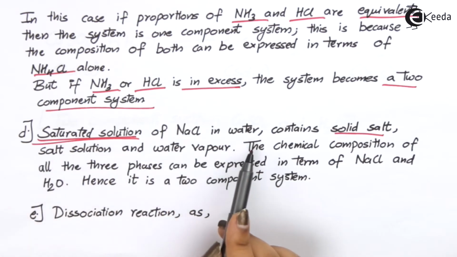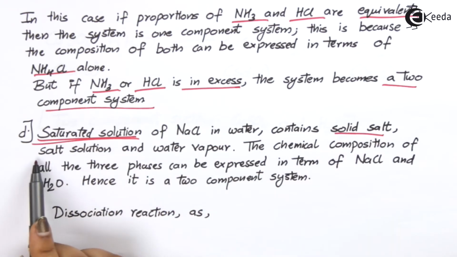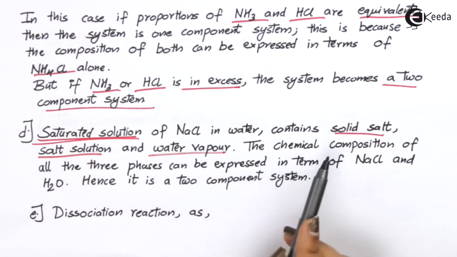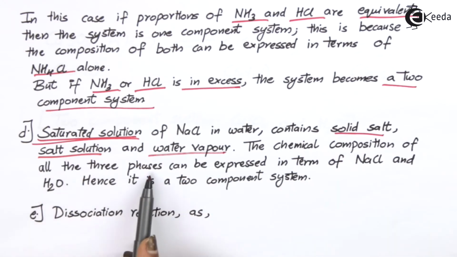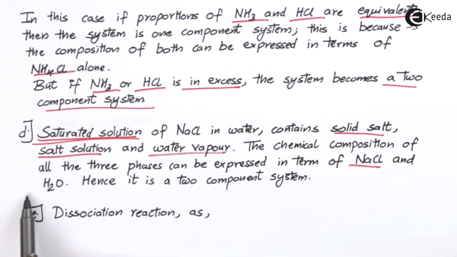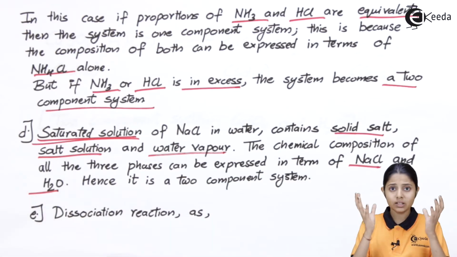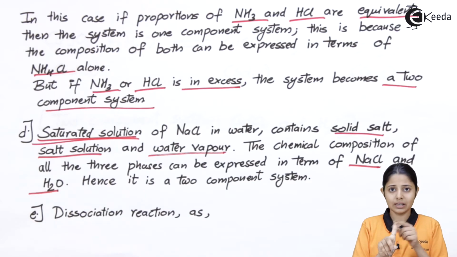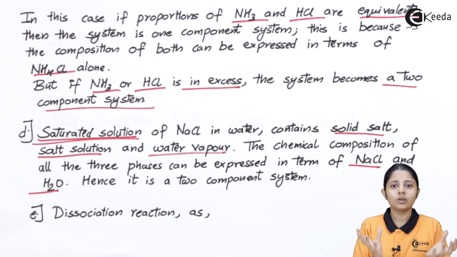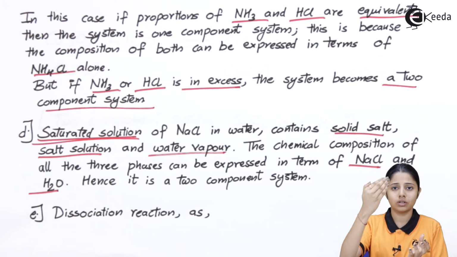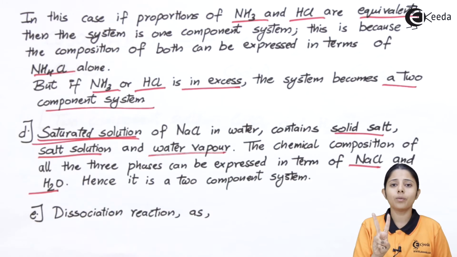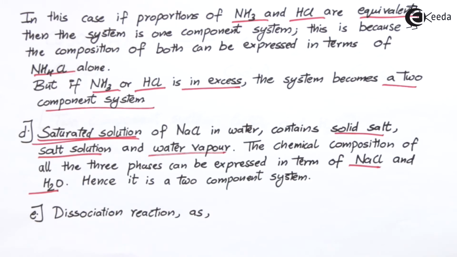Saturated solution of NaCl in water contains solid salt, salt solution, and water vapor. The chemical composition of all 3 phases can be expressed in terms of NaCl and H2O. Why? Because the entire solution contains just 2 things, NaCl and H2O: NaCl in dissolved format, NaCl in solid format, and water in its normal format. If we heat it, it will become water in its liquid format plus water in the vapor format. But all these are just different forms. The main 2 components over here are just NaCl and water, and that's the reason why it forms a 2 component system.